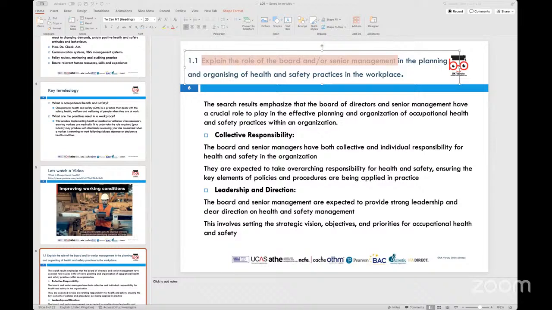So, when I look at management or senior management within an organization, they would have the collective responsibility of ensuring that health and safety practices, as a manual or as a system, is implemented within the organization.